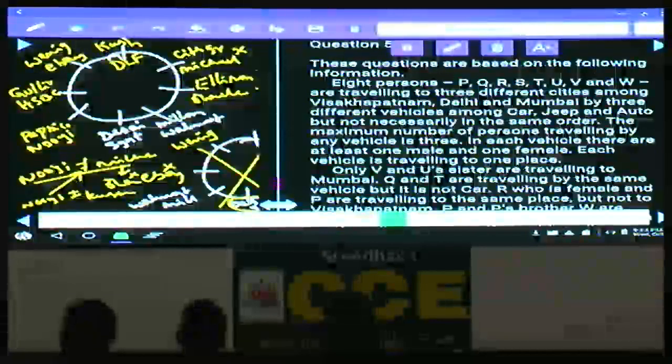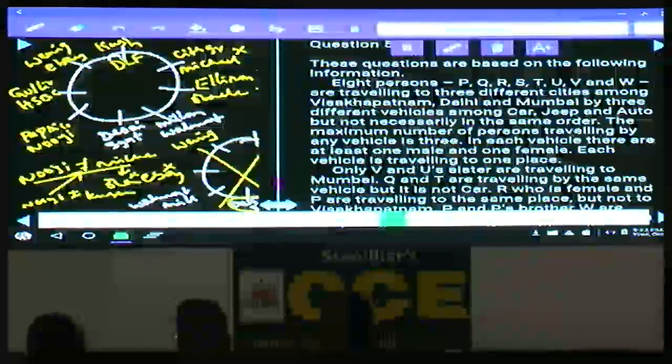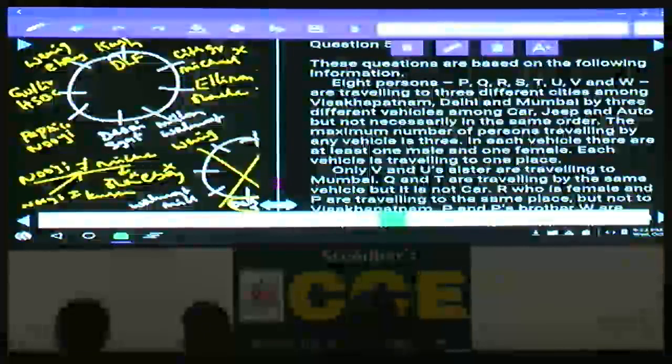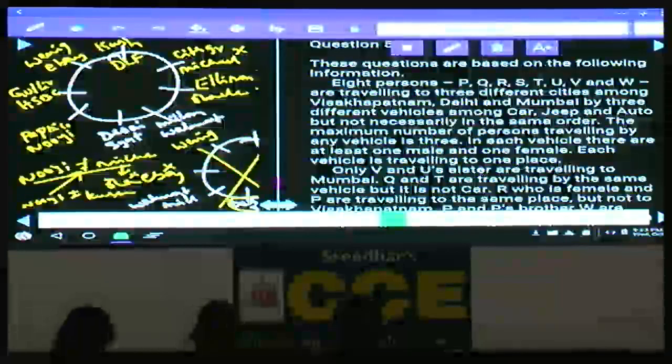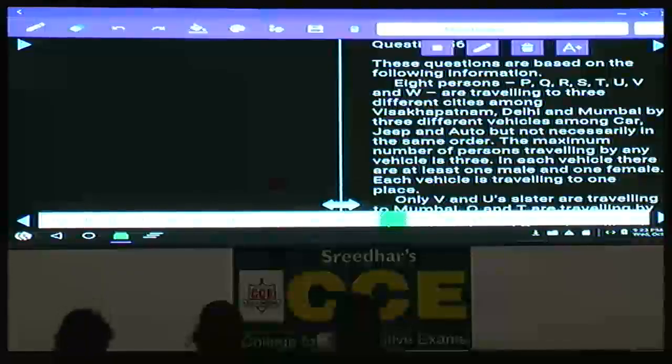That means more than one person is going to each city, isn't it? At the same time, more than one person is traveling by each vehicle. Hence it comes under common parameter. As it comes under common parameter, now we need to divide this according to the parameter only. Then how to divide the parameter here? Either you can divide this according to the vehicle or according to the city.